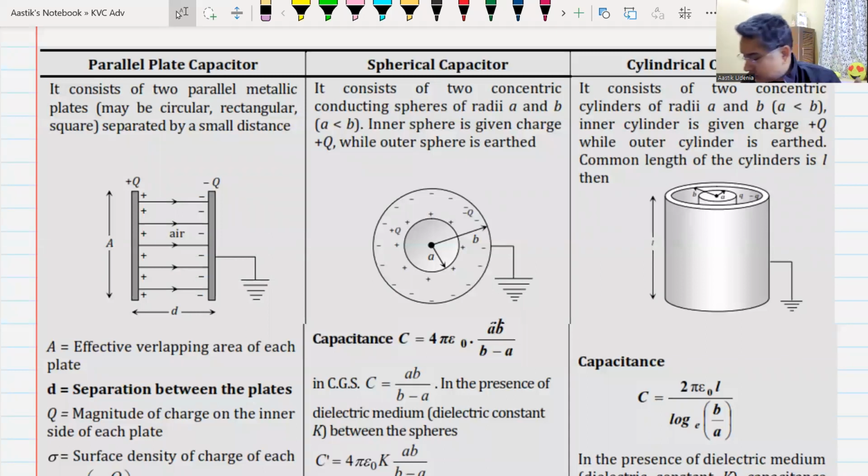Okay, then these are all the three capacitors put together: parallel plate capacitor, spherical capacitor, and cylindrical capacitor. The capacitance of a parallel plate capacitor, we already know, is epsilon naught A by D, where A is the area of the plates. If it is a square plate, A square. If it is rectangular, length into breadth, triangular, half base into height, circular, pi r square, and so on. We understand all of this, yes or no?